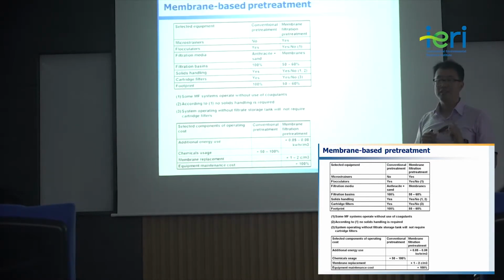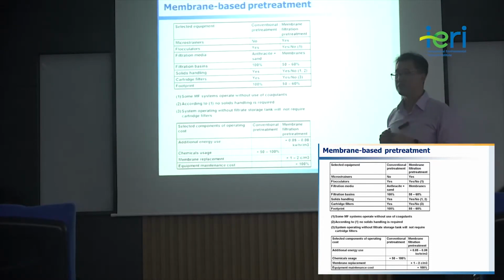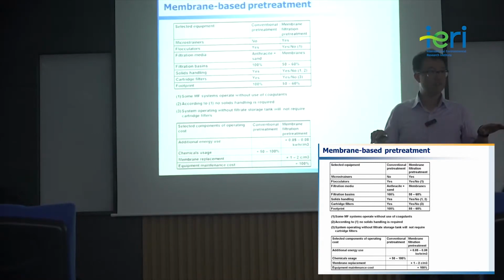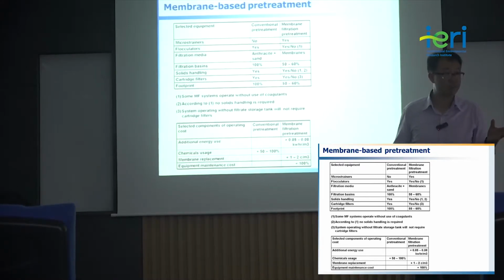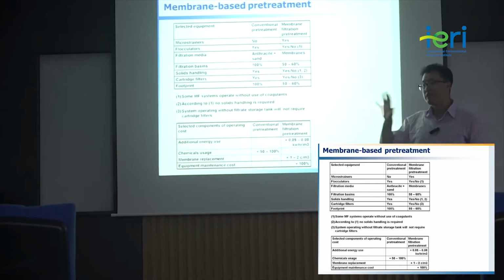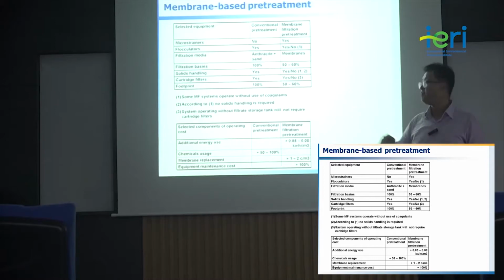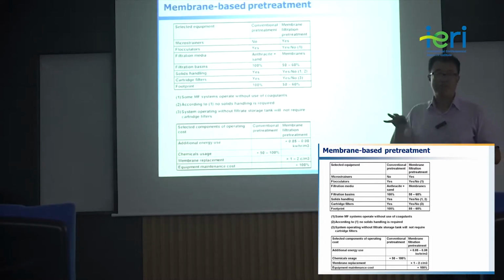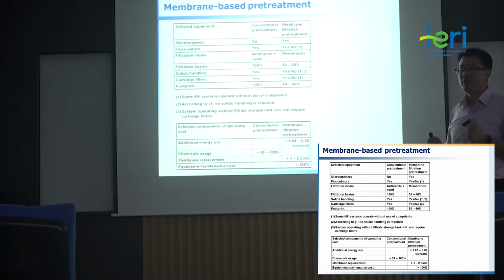And it needs higher electricity compared to the media filter. Just think about the gravity filter. You don't need to worry about the electricity. Just for backwash, you need to put the electricity. Okay? But in a membrane-based system, you should always operate the pump. So that is the reason why there are a lot of options for design of pretreatment.